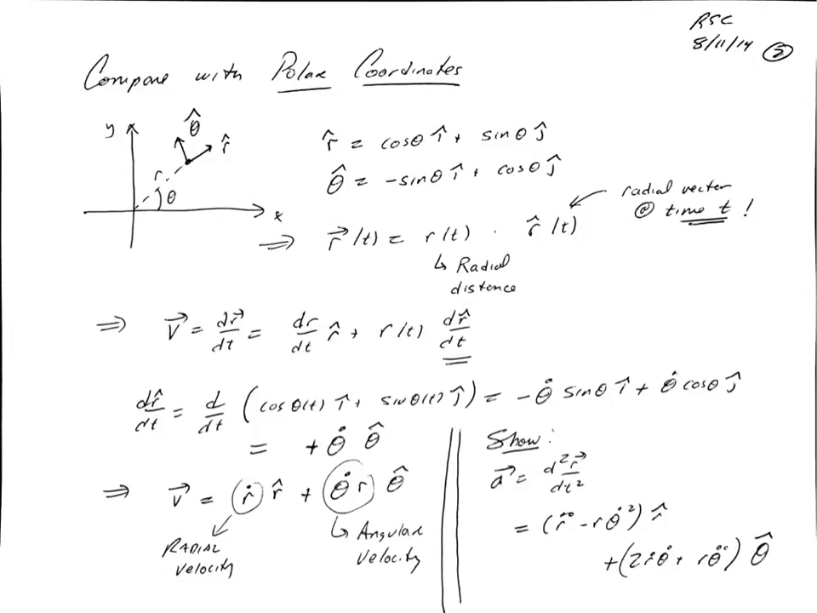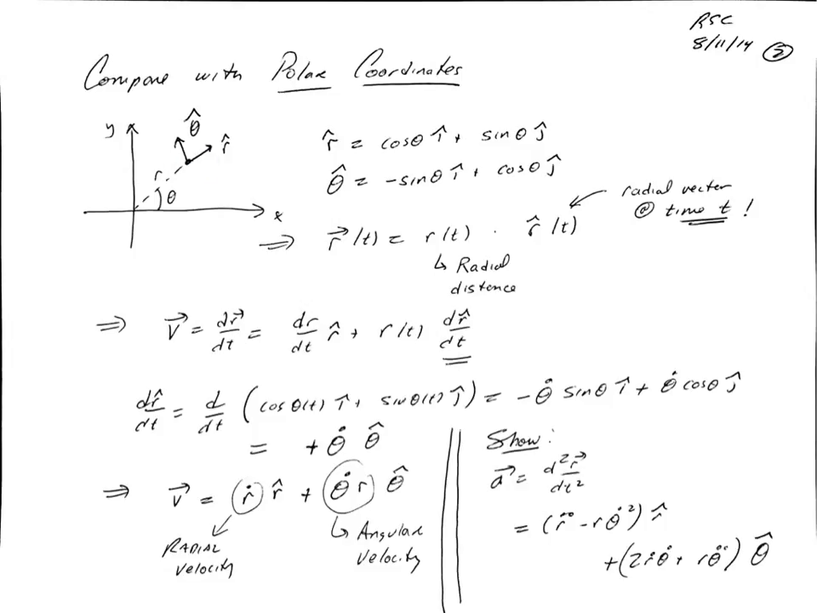It's convenient in polar coordinates to define unit vectors in the r hat and the theta hat direction. Now these depend on the position where the particle is. So if the particle is at this position here, r hat is a unit vector pointing radially outward from the origin toward where the particle is, and theta hat is a unit vector perpendicular to r hat in the direction of increasing theta.